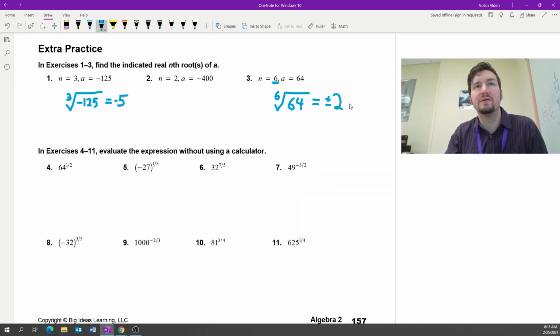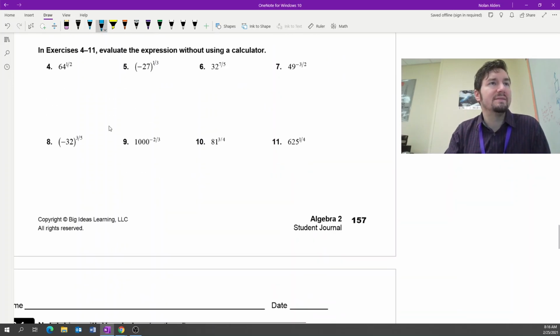So 2 times 2 times 2 times 2 times 2 times 2 gives us 64. And negative 2 times negative 2 times negative 2 times negative 2 times negative 2 times negative 2 gives us 64 as well. All right, let's look at a little more advanced roots down here.